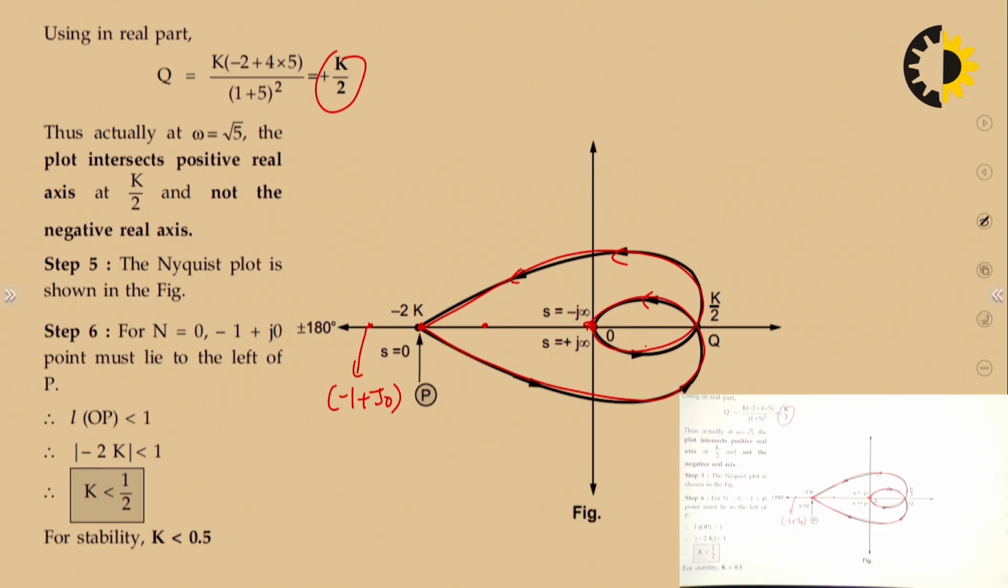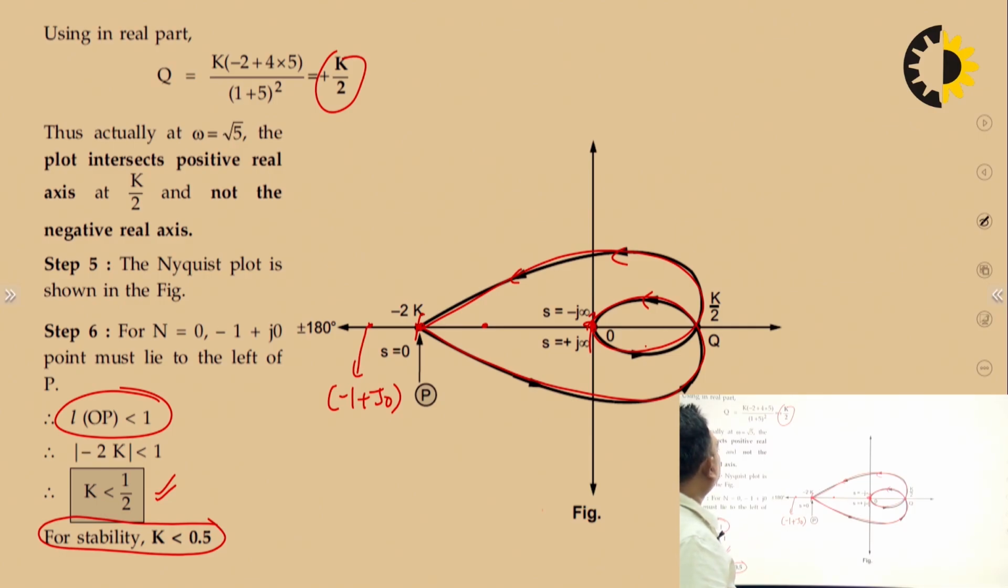So what should be the value? If this point is P, the length of OP should be less than 1. We have to find the condition for stability. And this distance is minus of 2k. The minus sign simply signifies that it is on the negative real axis. So 2k is less than 1 and k is less than 1 by 2. So for stability, k should be less than 0.5. This is how we have drawn this Nyquist plot and found the stability.